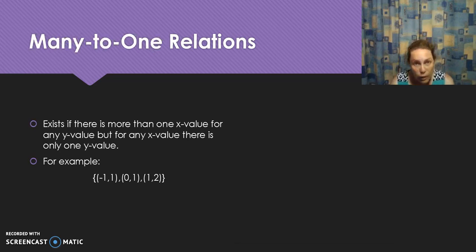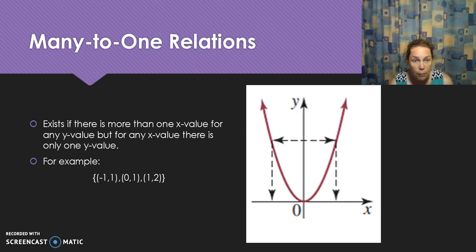We have many-to-one relations. They exist if there's more than one x value for any y value, but for any x value there is only one y value. Yeah, I know, it's getting really confusing, but I'm going to tell you a way to remember this very shortly. Once again, here's an example of what it might look like with coordinates, where we have 3 different x values, -1, 0, and 1. They're all different. But we've got 2 y values that are the same, being 1, and that's okay. This is an example of what that might look like.